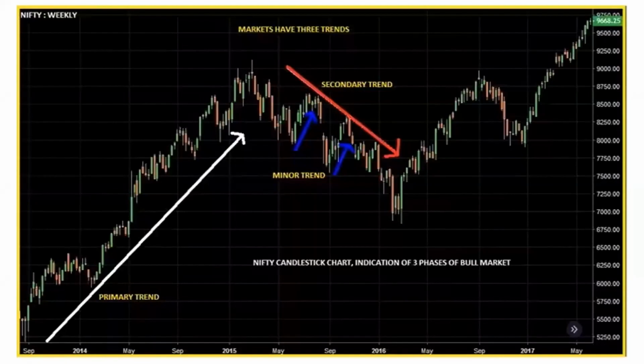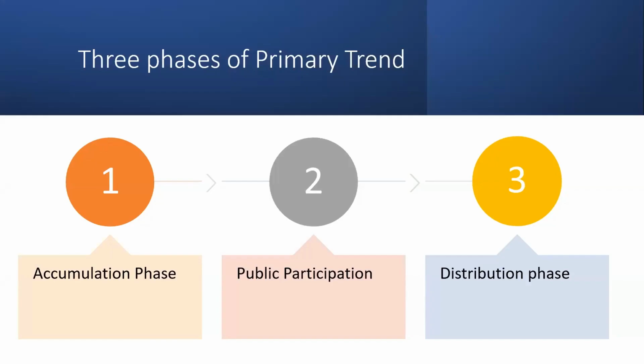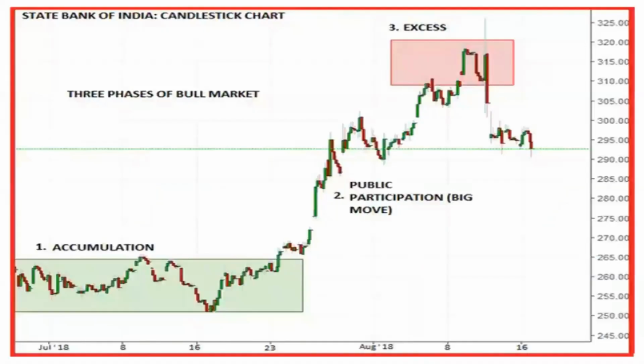Coming to the next principle, that is the three phases of primary trend. There are three phases: accumulation, public participation, and distribution phase. So what are these three phases? The first one is here, represented by the green portion, that is the accumulation phase. Accumulation phase means the price is very low, and in this phase we have to go and buy the securities. This is when the smart money goes into the market and takes the highest gain.